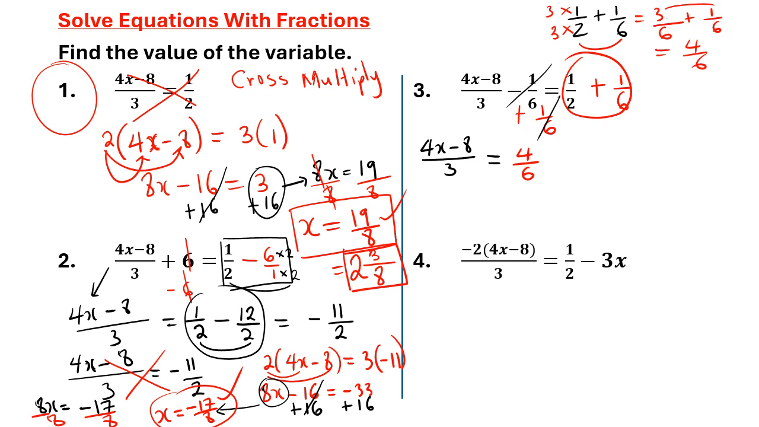Now we have a proportion. Finally, we have a proportion. So we are going to cross multiply this proportion. So we're going to cross and cross. So 6 is going to multiply 4x minus 8. That's what you call cross multiplication, right? Minus 8 equal to, and 3 is going to multiply 4.